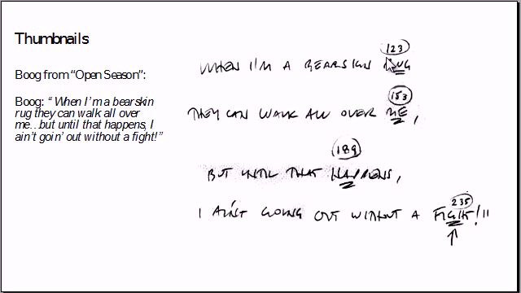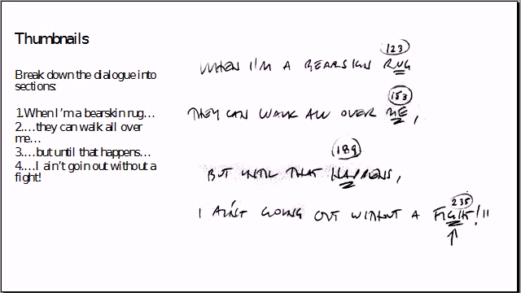"When I'm a bearskin rug," so I know I've got a pose there at 123. "They can walk all over me." I know I've got a pose there at 153. "But until that happens," 189, "I ain't going out without a fight." And then there's a big accent at the end at frame 235. So that's how you start to begin to plan these things out.